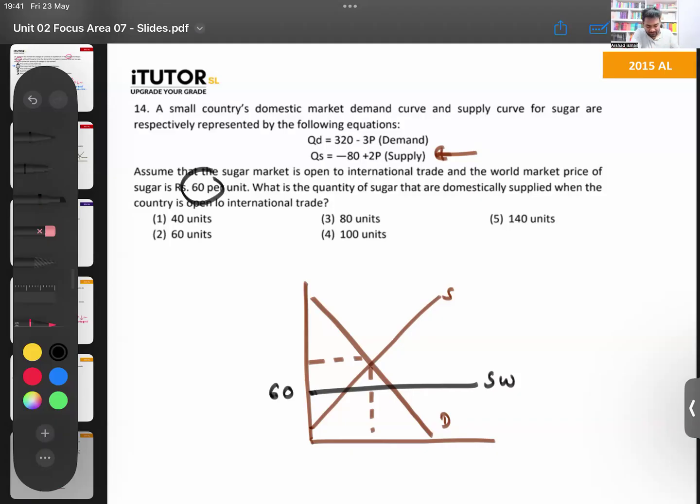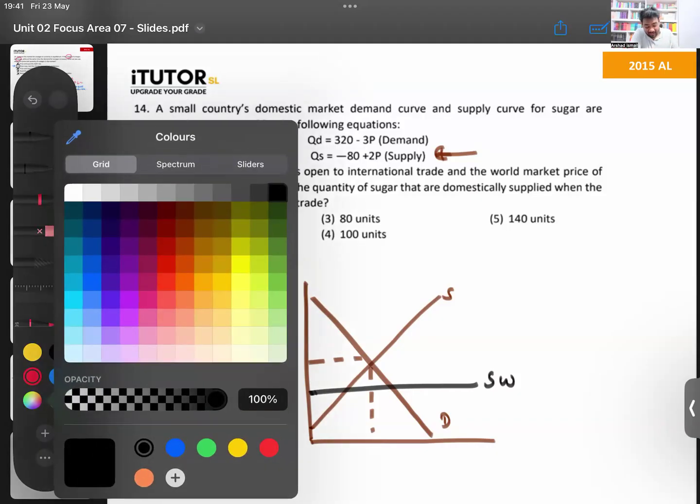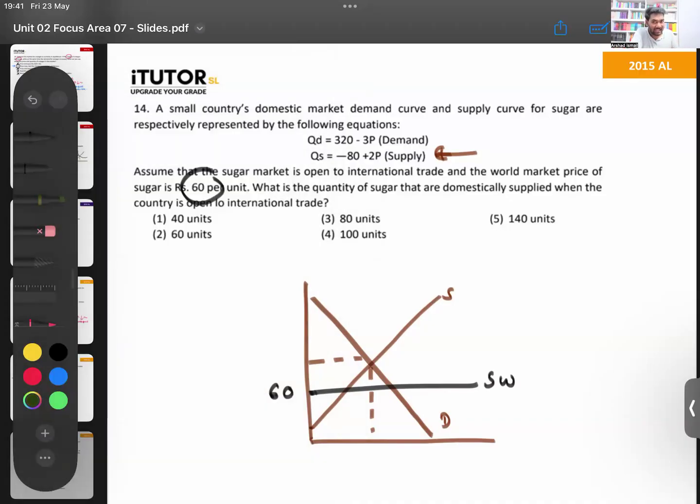So when the price of sugar is 60, when the world market is selling at 60, Lama, you can't sell at a higher price. So now you also have to sell at 60. So then they're asking you, at the price of 60, how many units will the domestic producer supply? That is what they're asking.